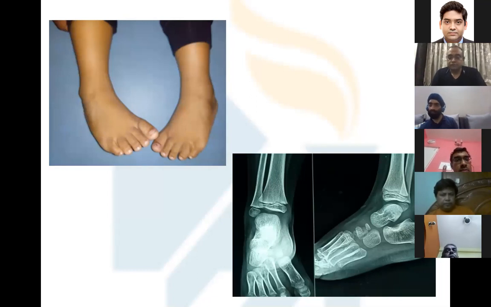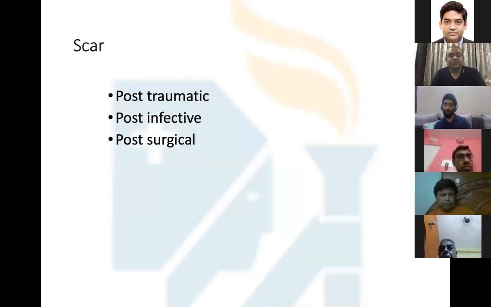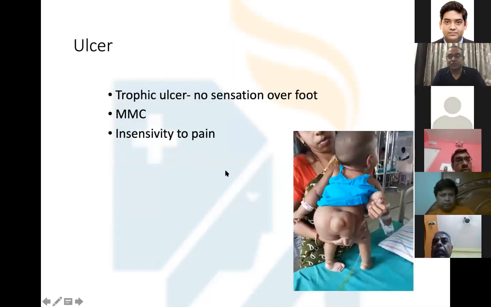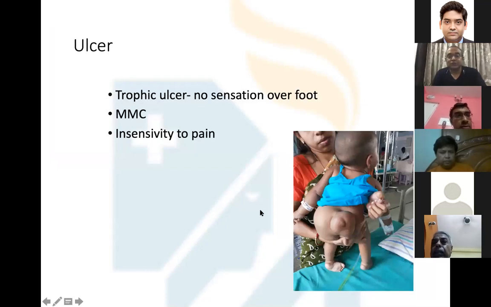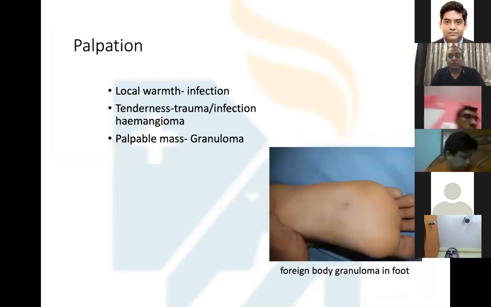And the scars again suggest any post-traumatic, post-infective, or post-surgical history. Now coming to ulcers: with syndromic babies there can be multiple joint involvement, and this is a meningomyelocele, and there is insensitivity to pain. Sometimes even cerebral palsy children, because of chronic posturing, can develop ulcers. So you have to keep an eye on that and examine it, and note the extent and depth of the ulcer.